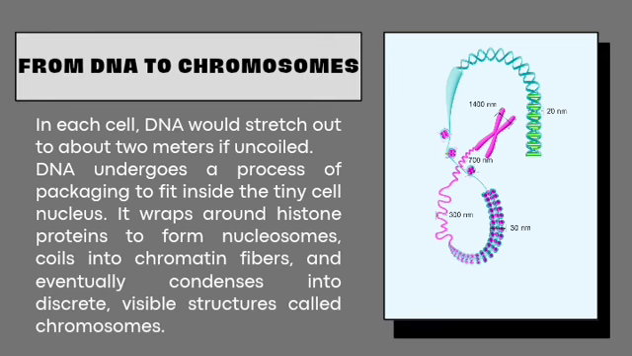From DNA to chromosome. In each cell, DNA would stretch out to about 2 meters if uncoiled. DNA undergoes a process of packaging to fit inside the tiny cell nucleus. It wraps around histone proteins to form nucleosomes, coils into chromatin fibers, and eventually condenses into discrete, visible structures called chromosomes.